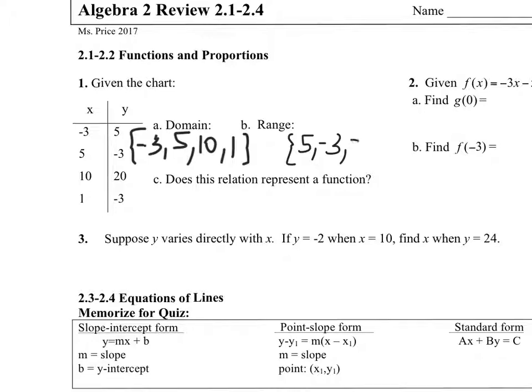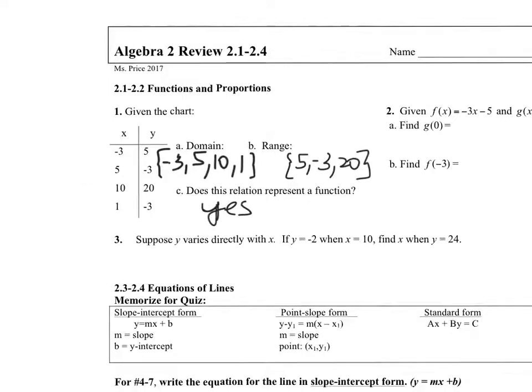5, -3, and 20. Now here's the question. Does this represent a function? Is this a function? Yes, it is. And some people will say no because they'll see the repeated y value and they think, oh no, that's not right. Okay, y's can repeat. It's the x's that can't. Remember? This x is only mapping to 5. You don't see -3 mapping to anything else, or 5 or 10 or 1.